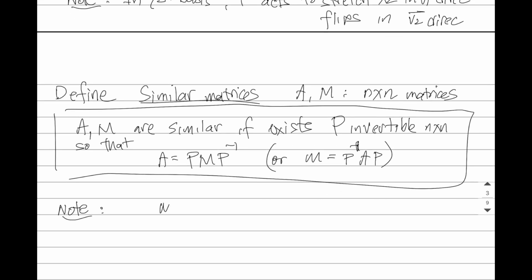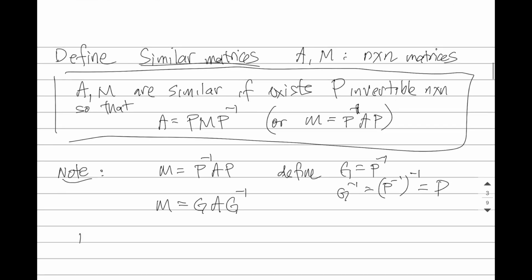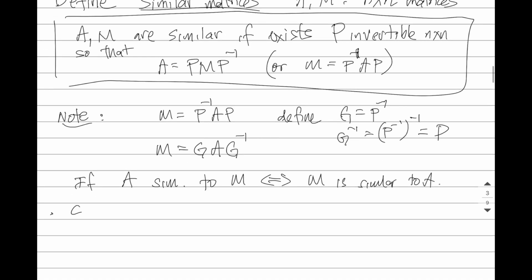Now note, if I have this relationship here, if I wanted to, I could say, hey, this matrix G is P inverse. G inverse would be P inverse inverse, which would just be P. This would be G A G inverse. And that means if A is similar to M, it also implies that M is similar to A. Now remember, similar matrices are just a way to represent the algebraic connection between matrix entries when we switch bases.